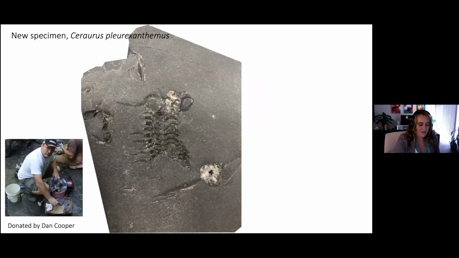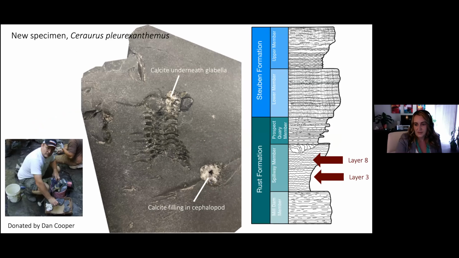And here we have a new Cearis specimen, and you can see calcite underneath the glabella, as well as in a cephalopod next to it. What's interesting about this specimen is that it's not just from layer 3, it's actually from layer 8. So the stratigraphic range of this preservation is actually larger than previously reported.